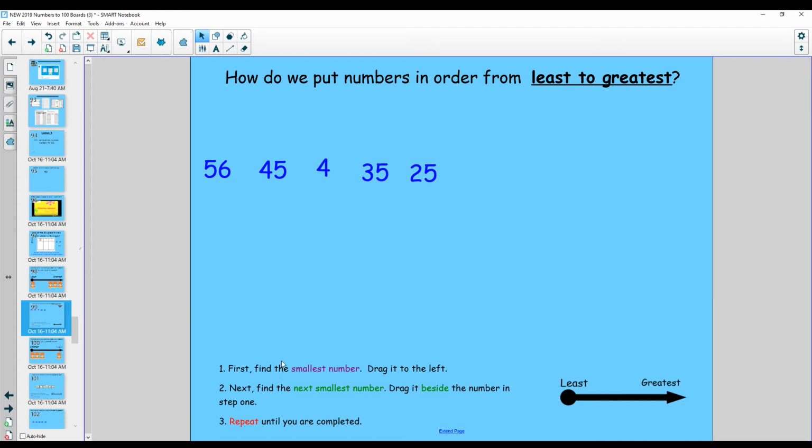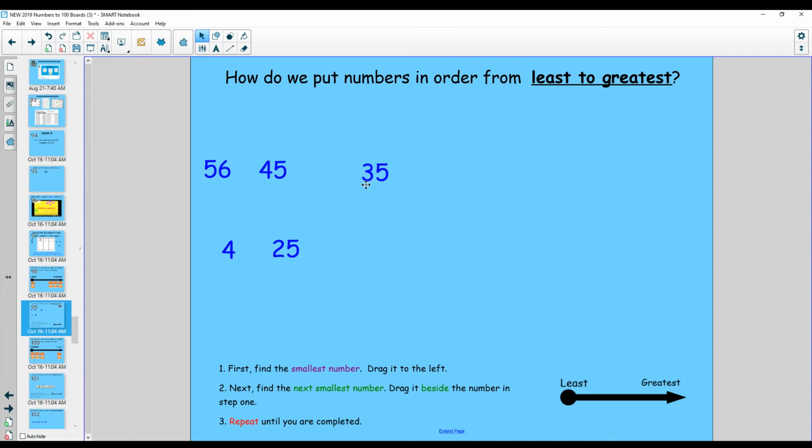First, we're going to find the smallest number and drag it to the left. So which is the smallest number? 4, that's right. So we'll drag it down here. Next, find the next smallest number and put it beside this number. So which one would be next? 56? Nope, because 5 is bigger than 4. So, I think 25. Good. So we do this until we're done.